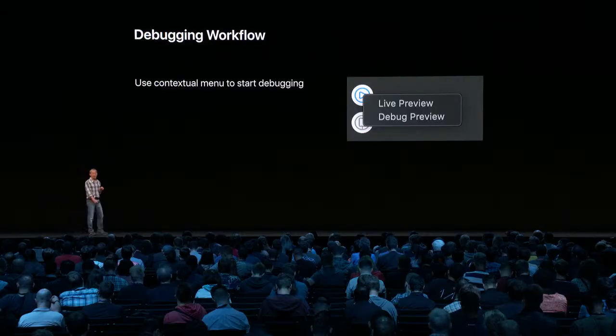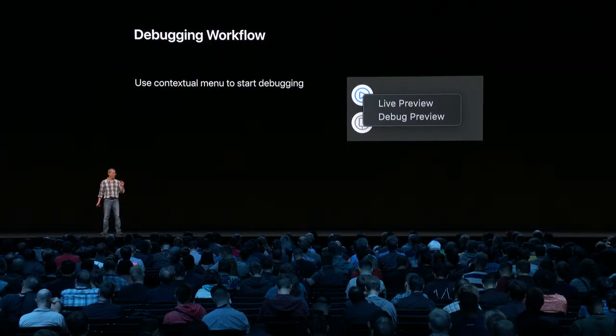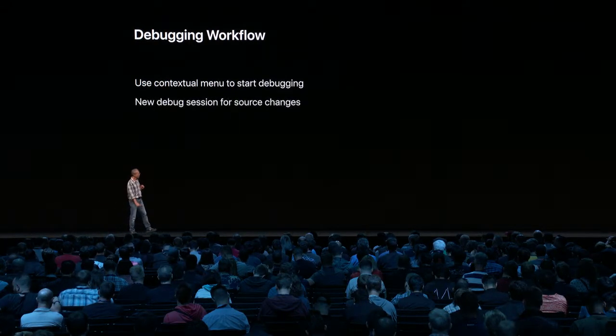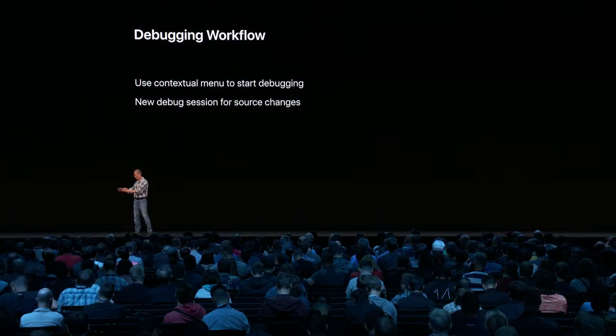So, when you're debugging live previews, there are 3 things that can be different compared to regular debugging. First, you use the contextual menu of the play button in the canvas to start your debug session. To stop it, you click on the same button. And you guys saw that Xcode automatically notices source code edit changes and then tries to launch a new preview for you. This happens with or without the debugger.